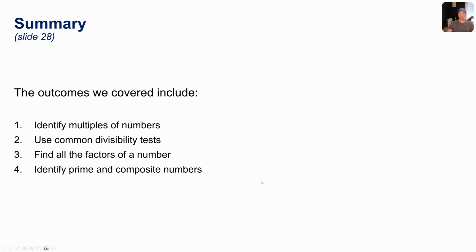We then also looked at common divisibility tests. That was in that chart. So for example, the number 3 has a unique test. If you take a number and add its different digits together, and if the sum of those digits is divisible by 3, then we know that the bigger number is divisible by 3. Okay, so there are some unique divisibility tests that you can keep with you. So keep those in your notes. Then we looked at how to find all the factors of a number, so the factor pairs. And then we looked at identifying prime and composite numbers.